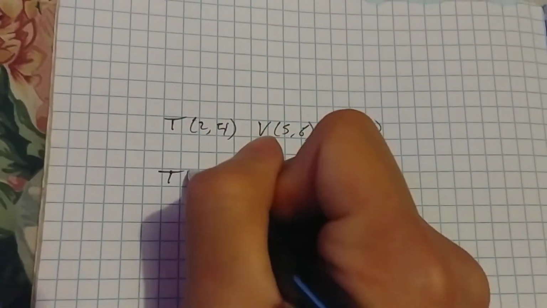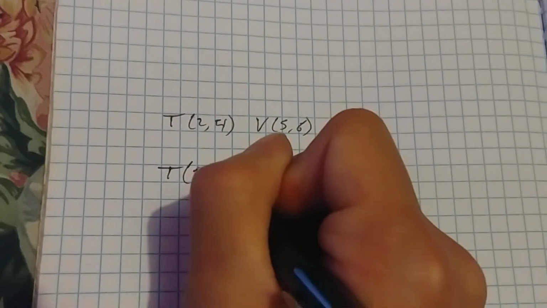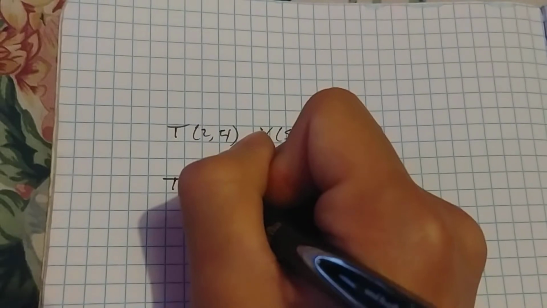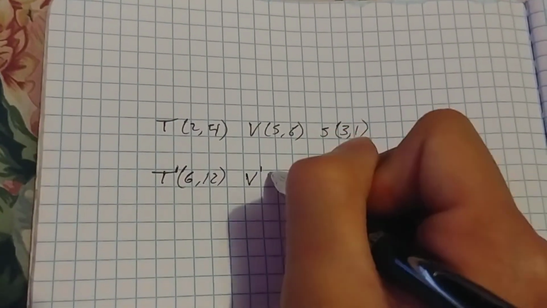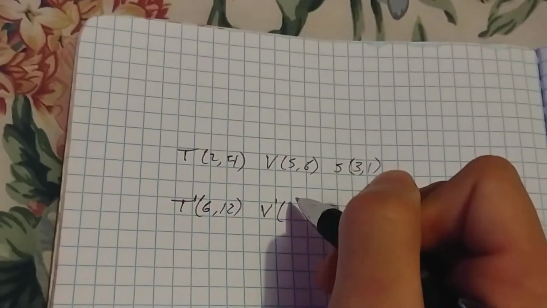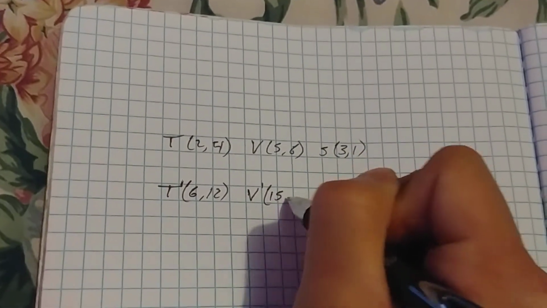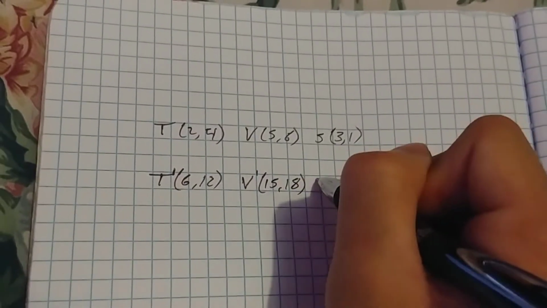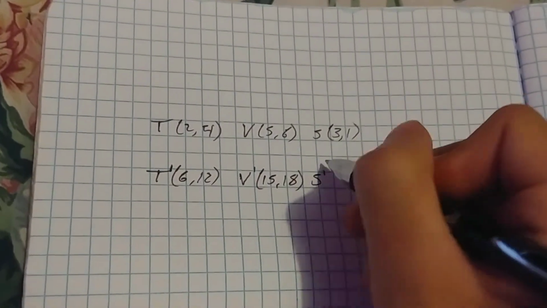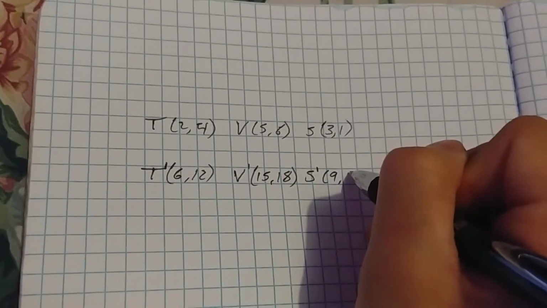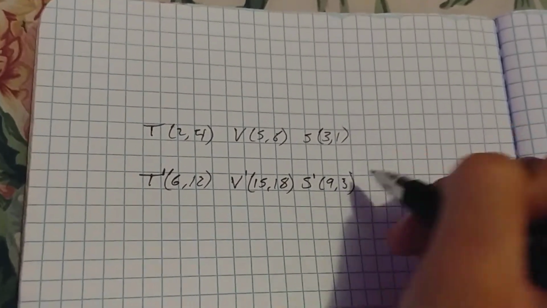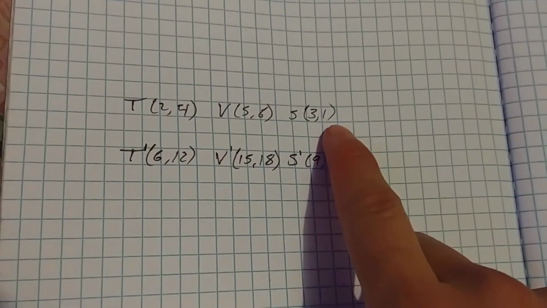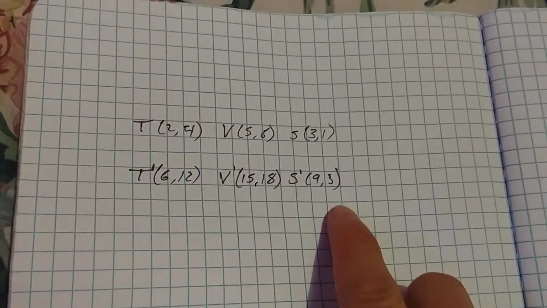Now my dilated figure, let's say, is here, and these are the coordinates. T prime for the dilated figure, V prime for the other one, and then my S prime will be this and this. So another question is, what is the dilation factor of this original shape being dilated into this shape?